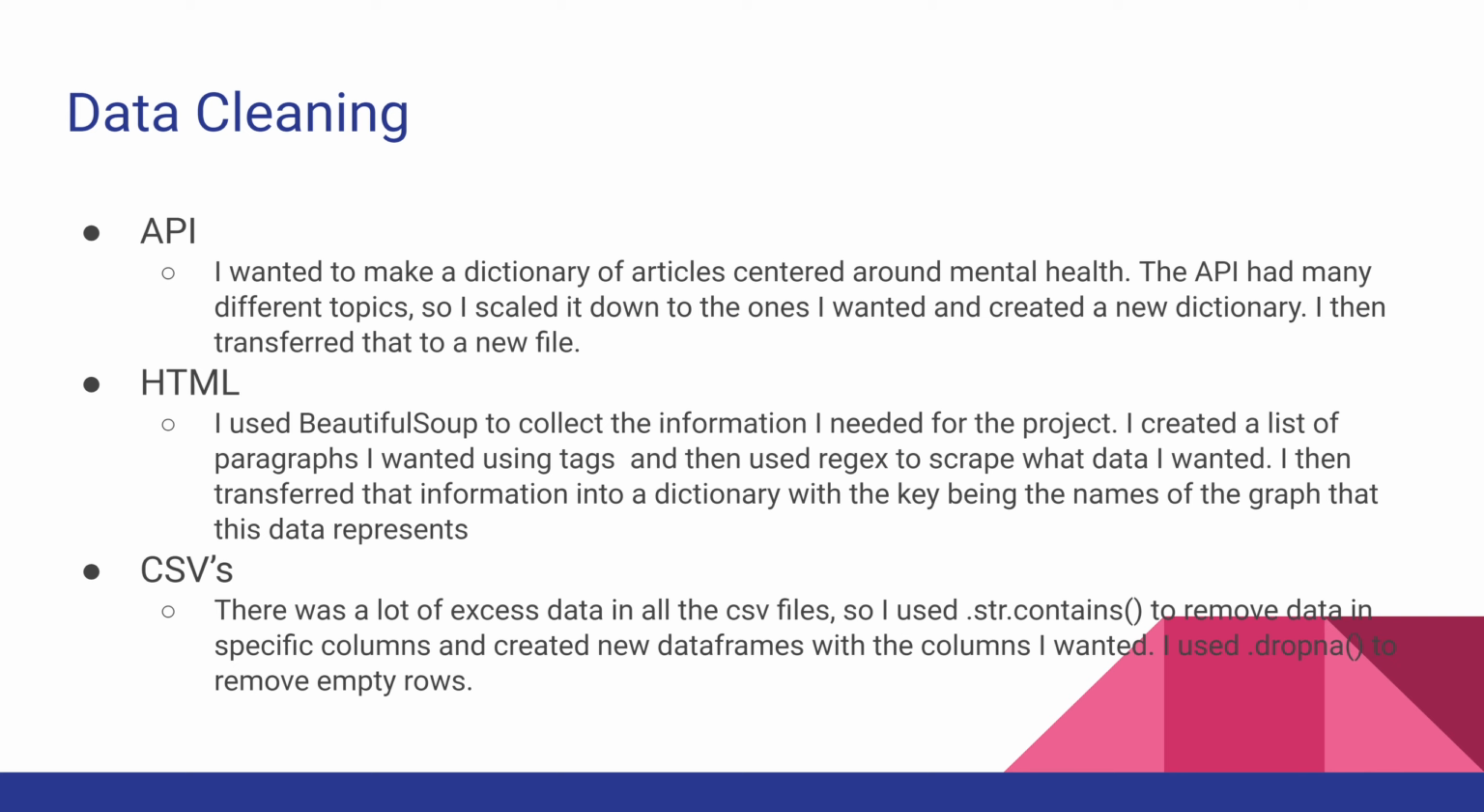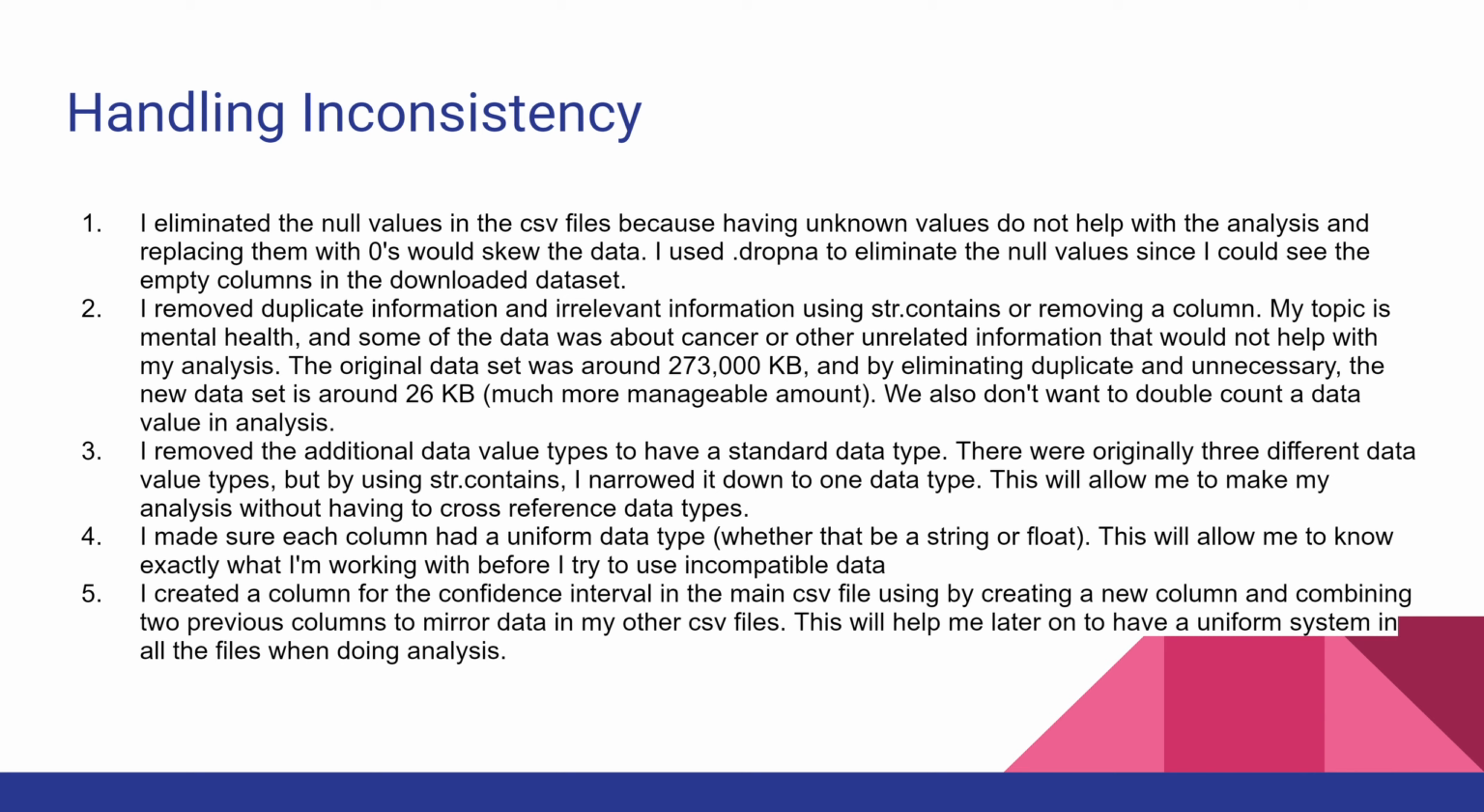For the CSV, there was a lot of excess data in all the files, so I used string functions like contains to remove data in specific columns and created new data frames with the columns I wanted. I used dropna to remove empty rows. When handling inconsistencies, I eliminated the null values in the CSV files because having unknown values does not help with analysis, and replacing them with zeros would skew the data. I used dropna to eliminate the null values since I could see the empty columns in the downloaded dataset. I removed duplicate information and irrelevant information using string functions like contains or removing a column.